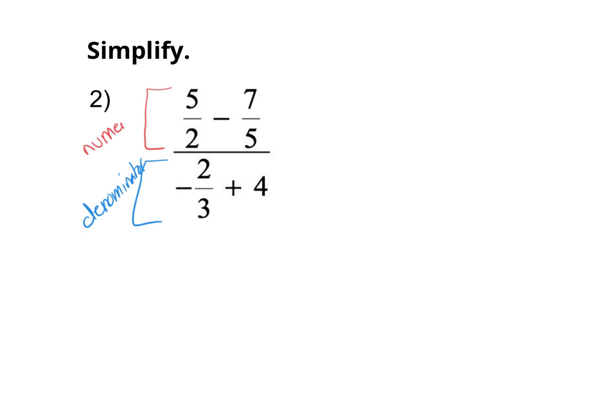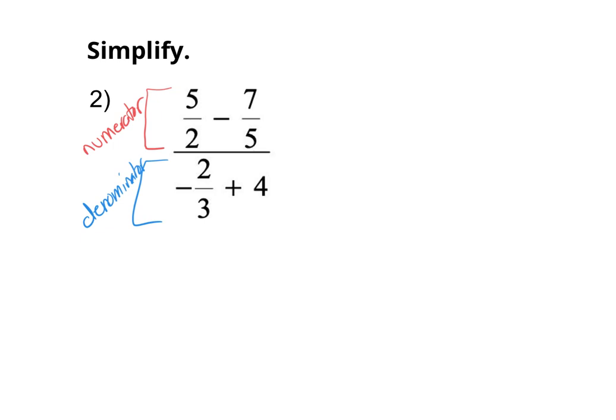So we have numerator on top, denominator on bottom. Numerator has an operation. That means we have to simplify it. Denominator also has an operation, so we're going to simplify those. Okay, we need to do that operation before we can move on. So I'm only going to do one at a time though. I'm only going to focus on the numerator for it right now.